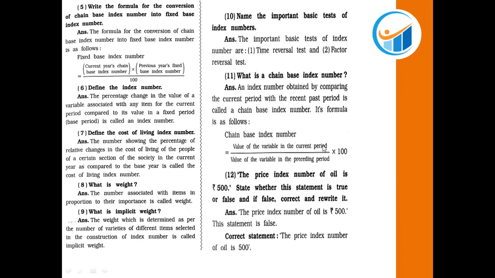Now we move to question number 12. The price index number of oil is rupees 500. State whether this statement is true or false, and if false, correct and rewrite it. This statement is false. The correct statement: the price index number of oil is 500. Why can we say this? Among the characteristics of index numbers, it is a relative measure, and all relative measures are always independent of units of measurement. That's why we can say the price index number of oil is only 500. No unit, rupees, liter or meter, you have to write.